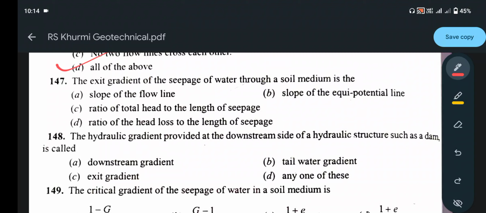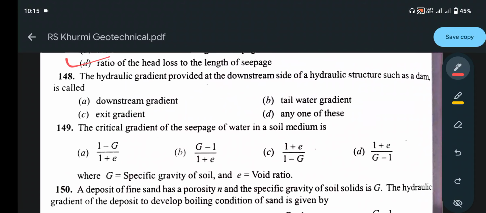Next question. The exit gradient of the seepage of water through a soil medium is the slope of the flow line, slope of the equipotential line, ratio of total head to the length of seepage, or ratio of head loss to the length of seepage. So the exit gradient is the ratio of head loss to the length of seepage. We can see that HL by L, that is I, that is the exit gradient, or hydraulic gradient.